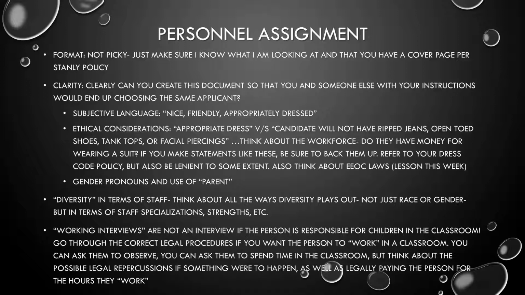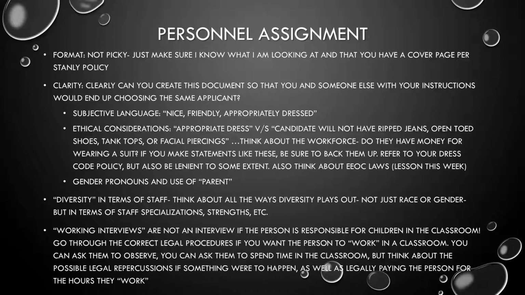Clarity. So the piece with the hiring procedure is, let's say you are on a leave of absence and your center needs to hire a new teacher. You should have someone in an administrative position or stepping in, whatever that role may be, that can go in there and pull that out of the drawer and it be specific enough that you both would end up choosing the same person. The big thing with this is that a lot of times we tend to use subjective language, a word that we could both interpret differently.